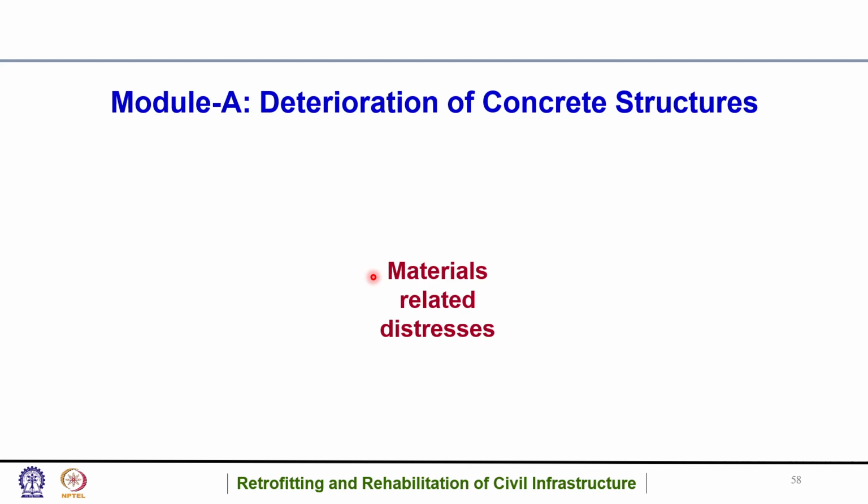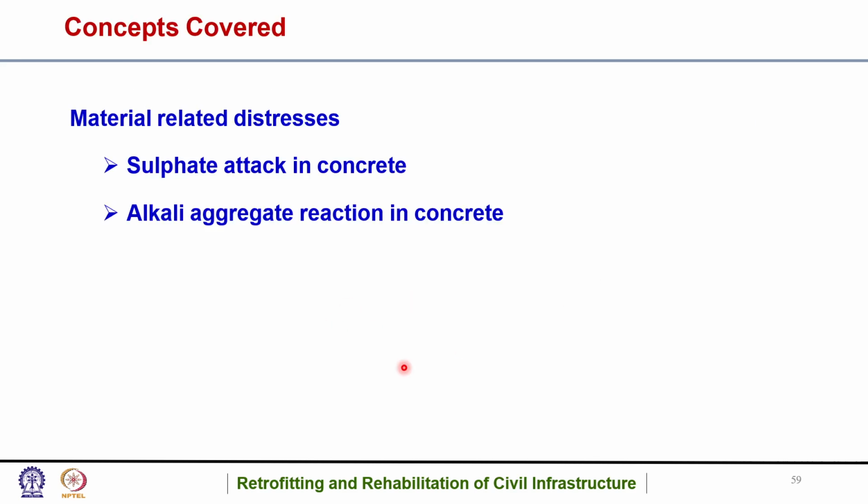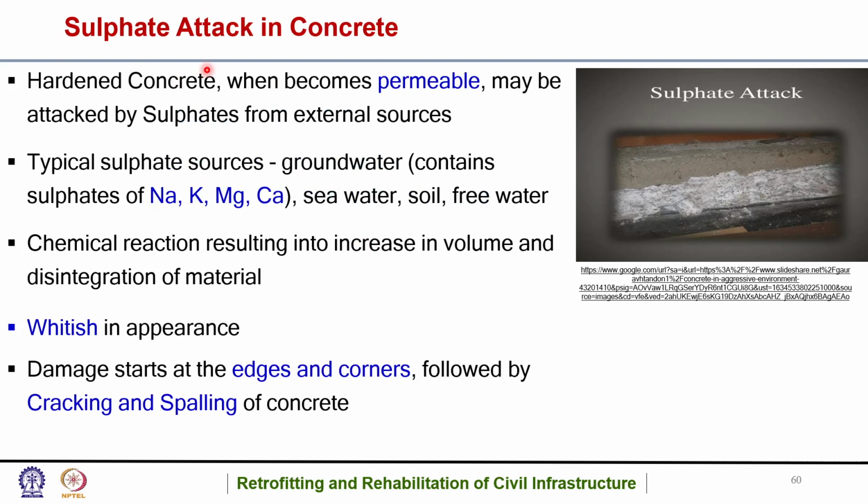Now in the next lecture we will continue with the material related distresses. We'll be covering sulfate attack in concrete and the alkali aggregate reaction, AAR, in concrete. So what is sulfate attack? Hardened concrete, when it becomes permeable, may be attacked by sulfates from external sources. Typical sulfate sources can be groundwater containing sulfates of sodium, potassium, magnesium, calcium, seawater, soil, and free water. These are typically some of the sulfate sources.